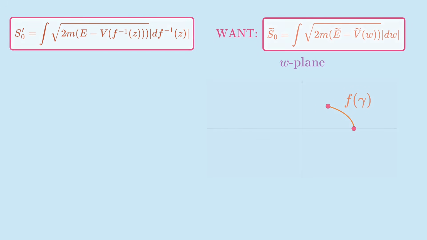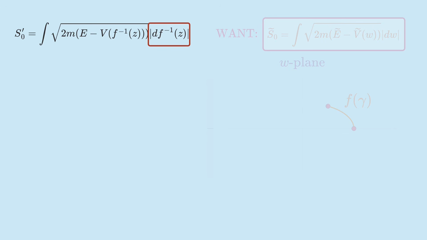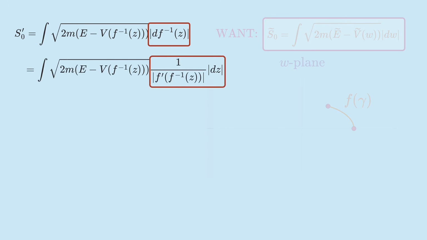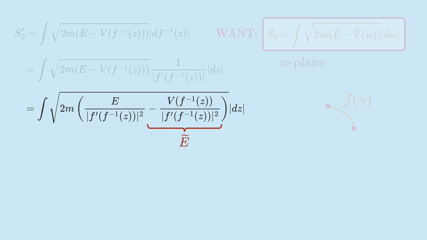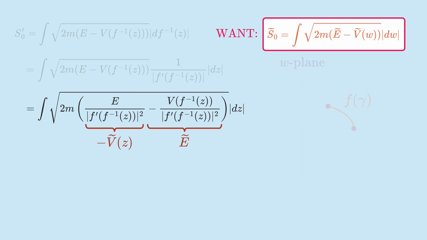The first thing to unpack is this df inverse of z, which has this derivative by the inverse function rule. Next, we push this clunky factor into the square root, making each term multiply by this factor squared. Finally, we set this bit to be the new energy E tilde and the other bit to be negative of the new potential V tilde, and we have successfully massaged the form we wanted.